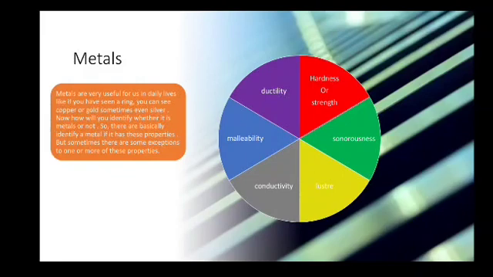There are some things for how you will identify whether it is a metal or a non-metal. You need six things to identify whether it is a metal or not. First thing is ductility, second is malleability, third is conductivity, fourth is luster, fifth is sonorousness, sixth is hardness, or you can say their strength. So don't worry about these complicated words, I will explain them to you.